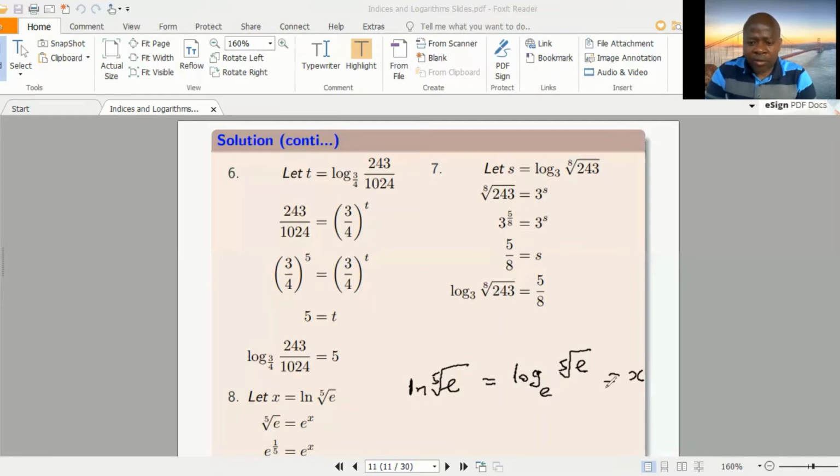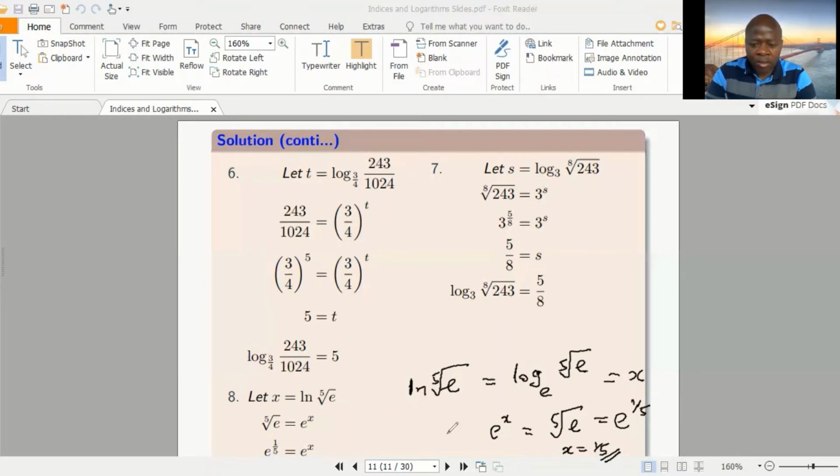Then I write it in the index form. So x has to take the position of this power. And that's why you see that I've written e raised to x, because of the 5th root of e. In fact, this is just the same as e raised to 1 out of 5. So the base is the same. The base is e, the base is e. That means that x is 1 out of 5.